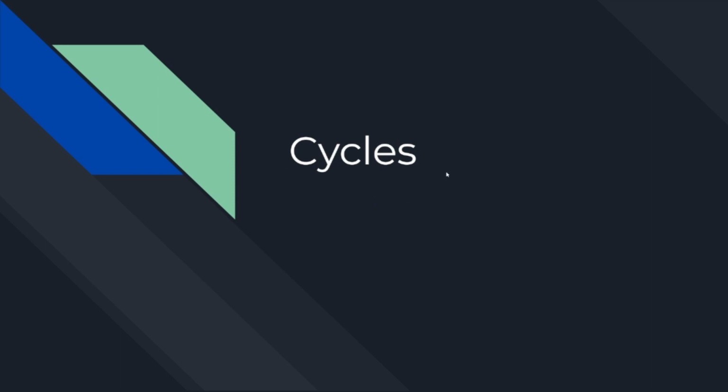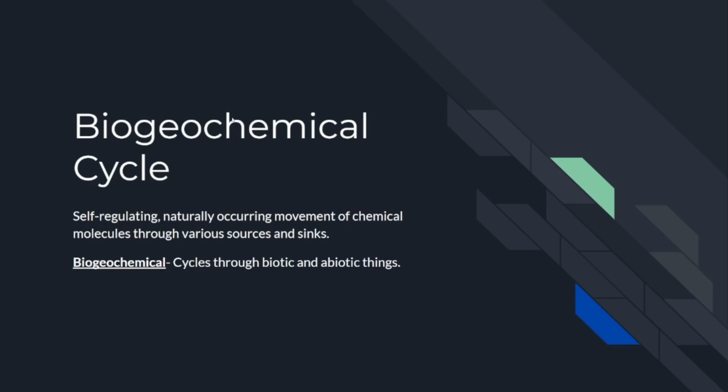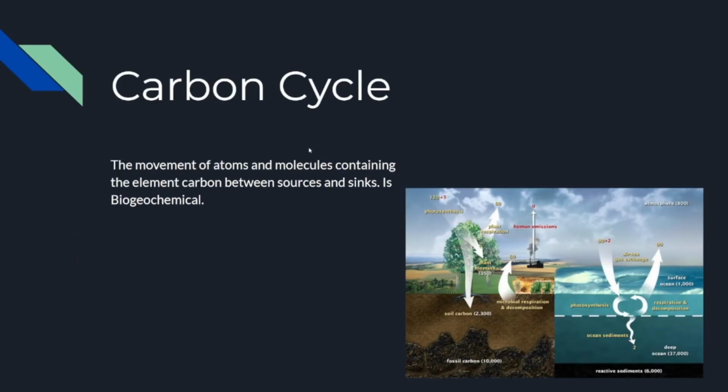Now we got everyone's favorite part, the cycles, and all of these are very important. So, a biogeochemical cycle is self-regulating, naturally occurring movements of chemical molecules through various sources and sinks. So, a biogeochemical cycle goes through biotic and abiotic things. So, next up, we need to learn about the carbon cycle. So, this is a picture of the carbon cycle. So, the carbon cycle is the movement of atoms and molecules containing the element carbon between sources and sinks.